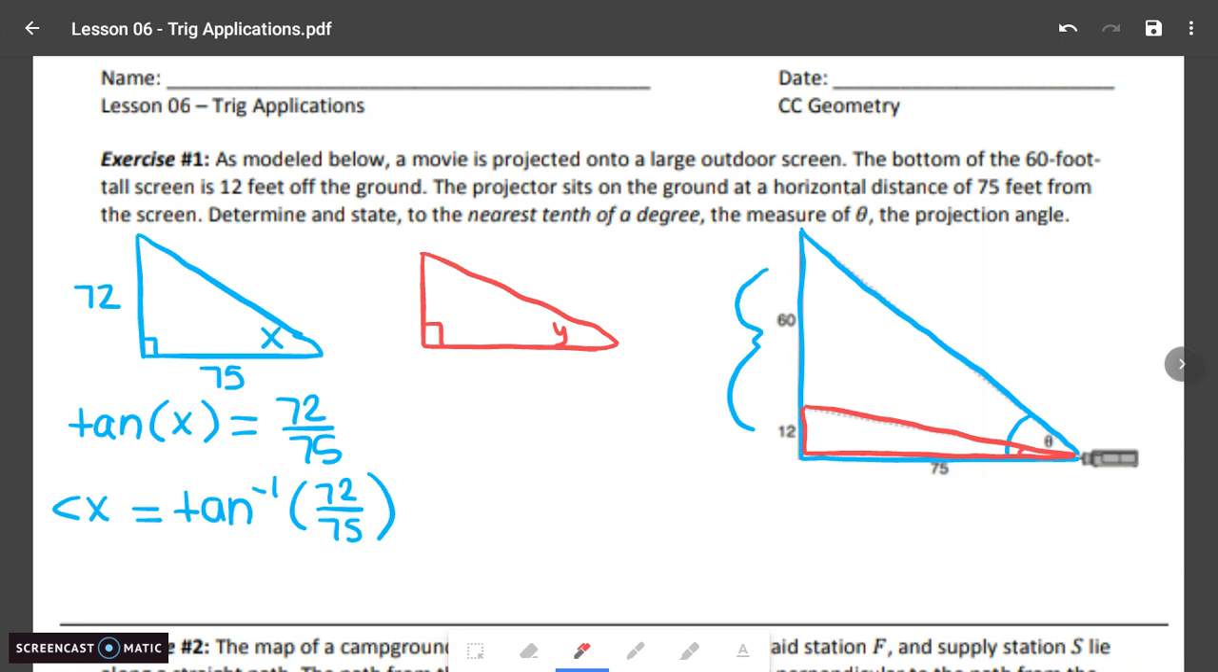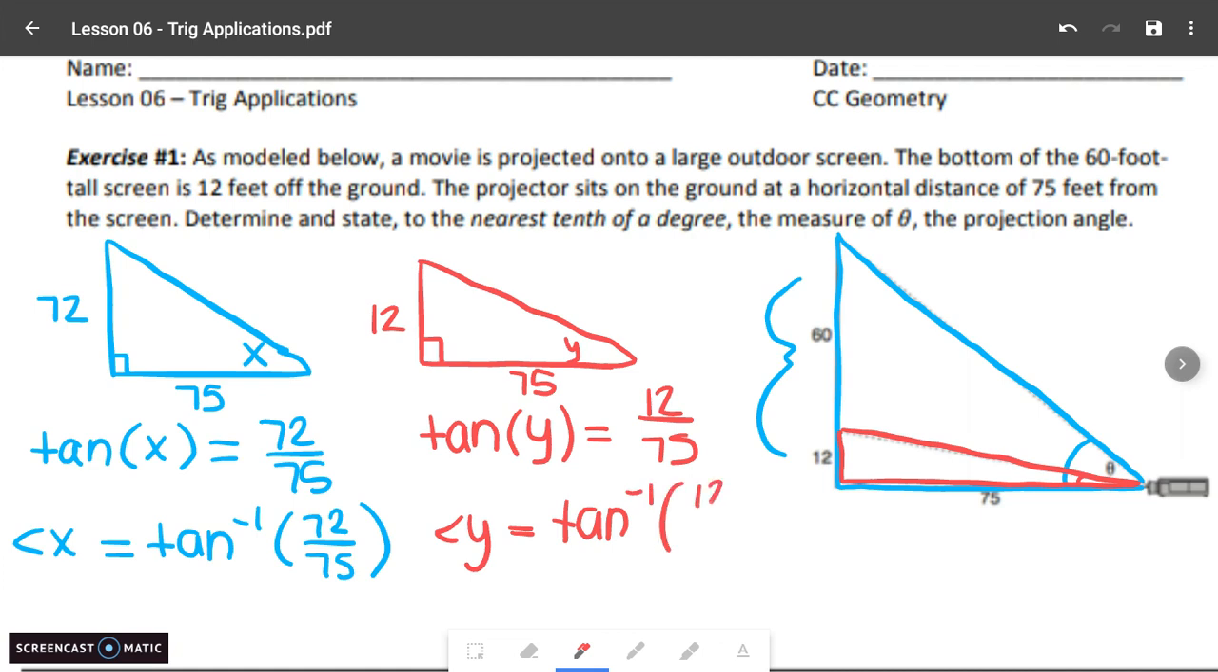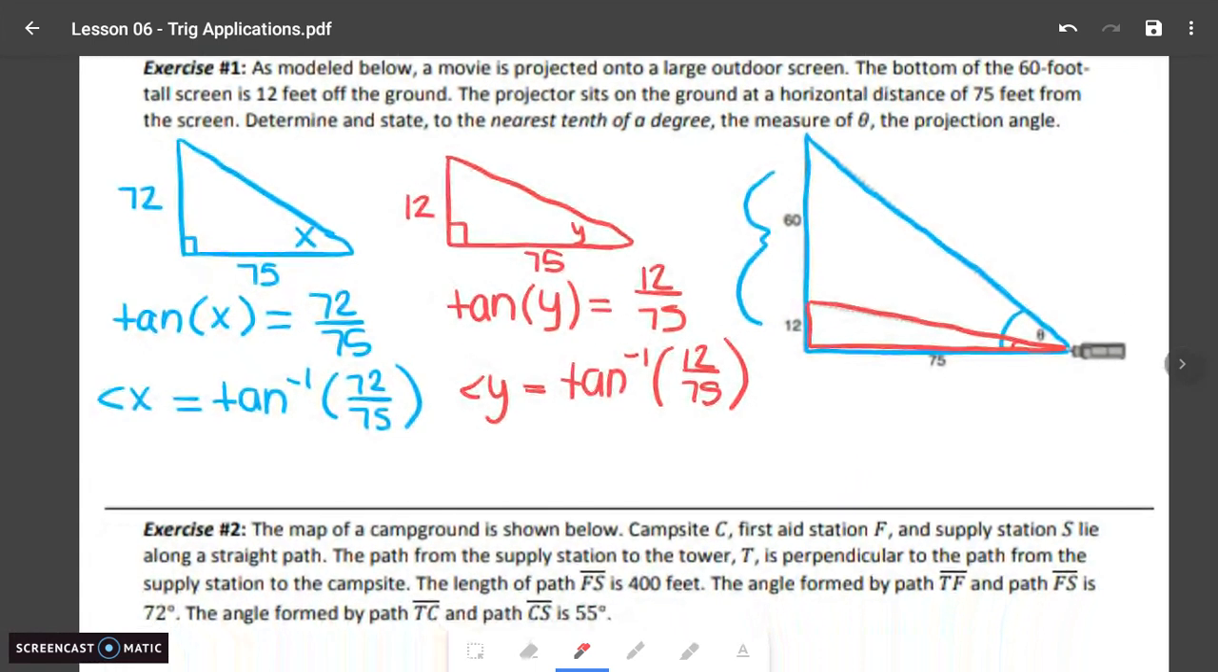This time my height's going to be 12, and we'll have 75 as that horizontal distance. So we could do tangent of y is equal to 12 over 75. Same thing when we're looking for y here, we're going to do the inverse of tangent, because when you're looking for the angle, we would plug that in. And so now I'm going to let the calculator do the work for me.